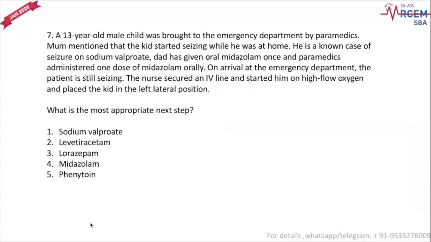A 13 years old male child was brought to the ED by paramedics. Mom mentioned that the kid started seizing while he was at home. He is a known case of seizures on sodium valproate, and dad has given midazolam once. Paramedics administered one dose of midazolam orally. On arrival to the emergency department, the patient is still seizing. The nurse has secured the IV line and started him on high flow oxygen and placed the kid in left lateral position. What is the most appropriate next step?